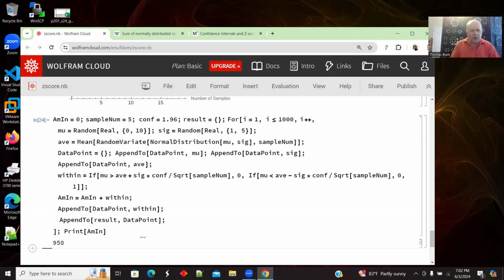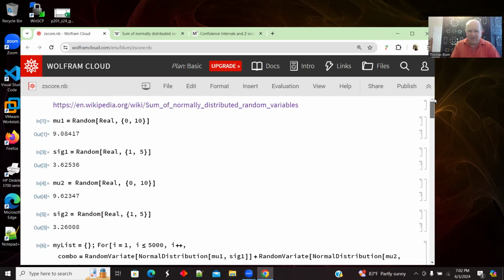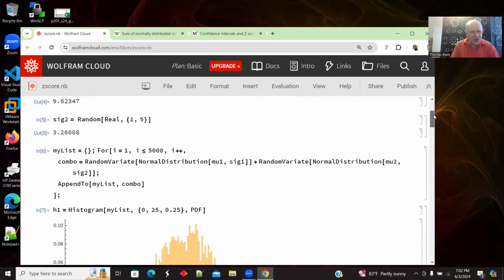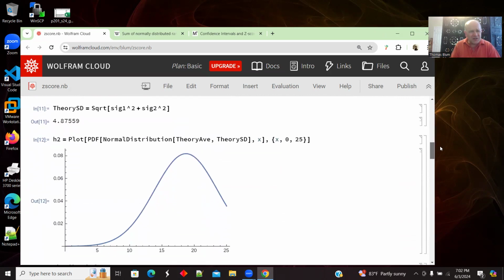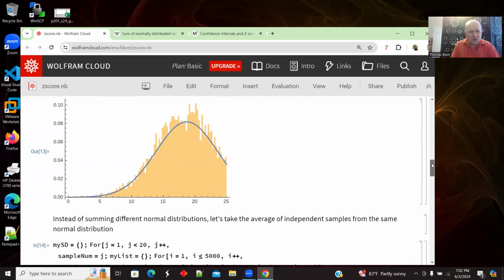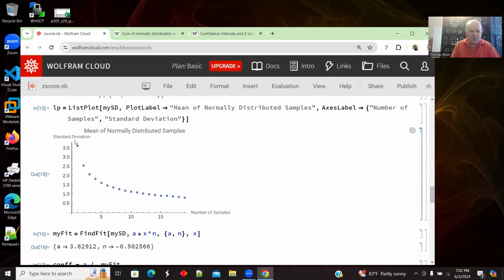So that's what I wanted to show, to play with this idea of the z-score and the confidence interval. And my main interest, if I'm being honest, is to sort of convince myself of how this scaling with the number of samples works. So if I took n samples, then the standard deviation of that average over those n samples was going down as 1 over the square root of n.